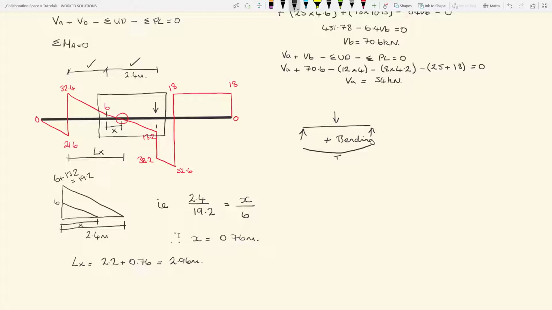So a load on a beam that causes tension in the bottom of the beam, that is positive bending. And conversely, a load on a beam, so again we have a beam simply supported, the load is acting up, it is causing the beam to bend in the opposite direction. We will have tension on the top, that is negative bending.